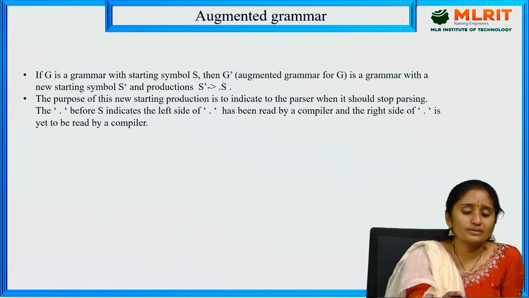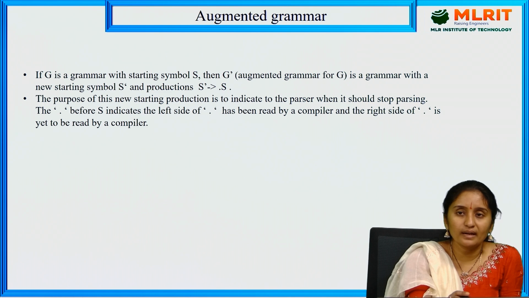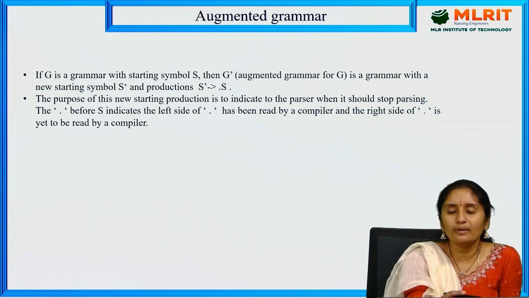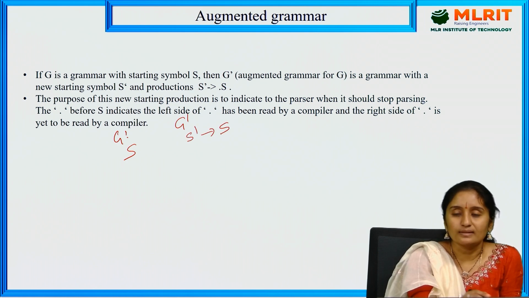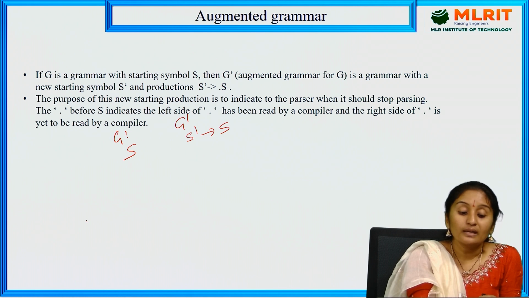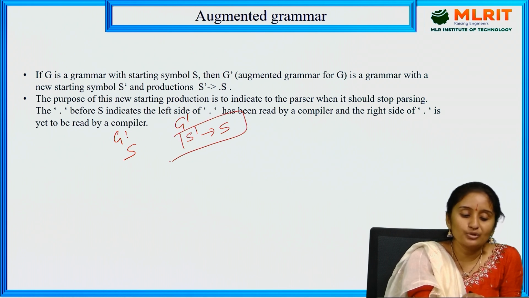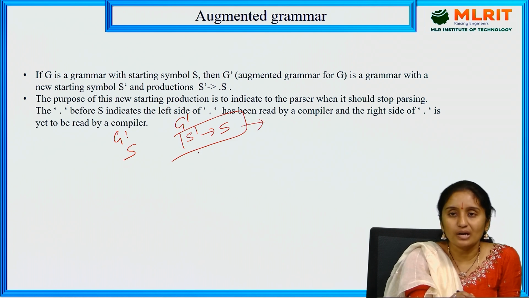First, we find the augmented grammar. For the original grammar, we add a new starting symbol. For example, if the original grammar has S, then the augmented grammar will have a new production S' → S. We add this new production because it indicates to the parser when it should stop parsing.